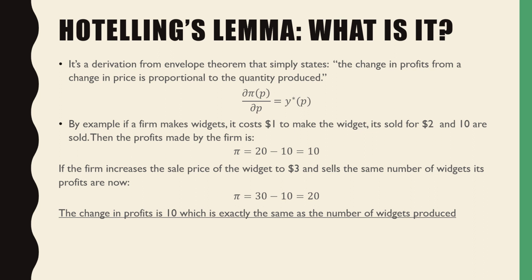Hotelling's lemma is a derivation from the envelope theorem, which simply states the change in profits from a change in price is proportional to the quantity produced. You can just take the derivative of your profit function with respect to price, and you'll get the output produced.